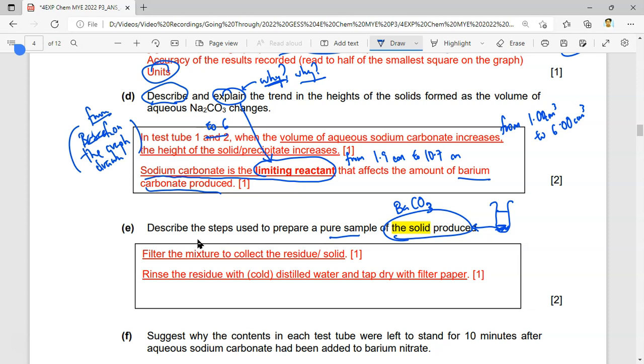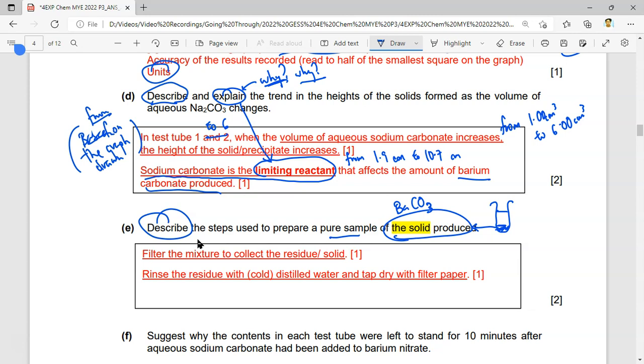So what should I do to get the solid out? The thing is, describe the steps. So you must make sure that you write it out properly. Don't just write down the process. Some of you just write filtration. After filtration, you're going to tell me wash and dry.